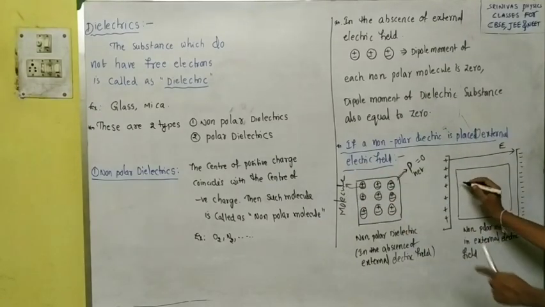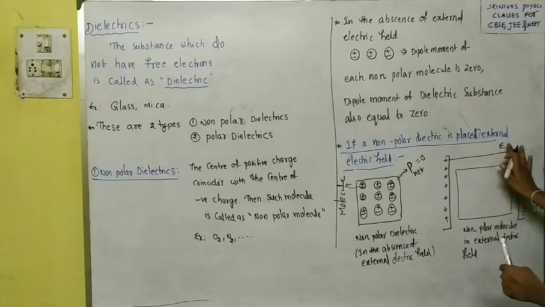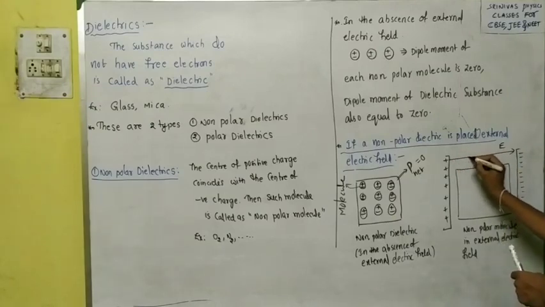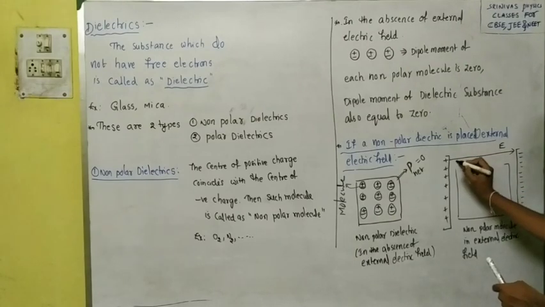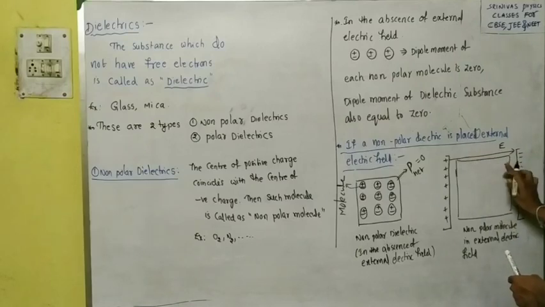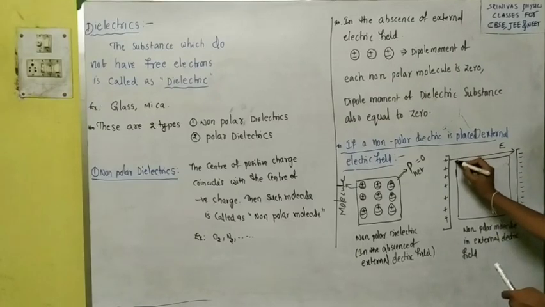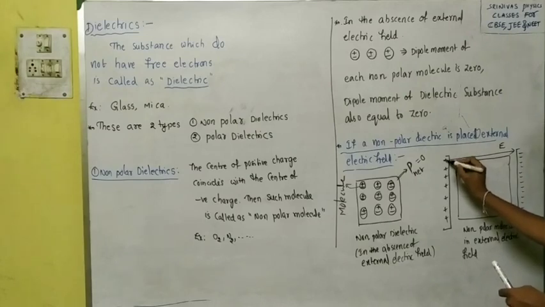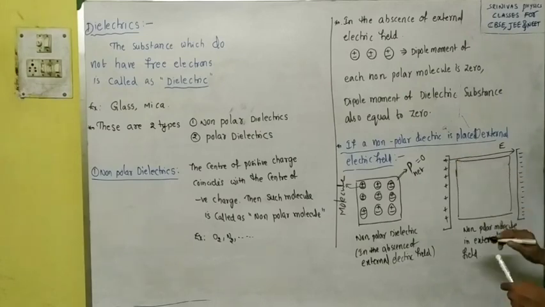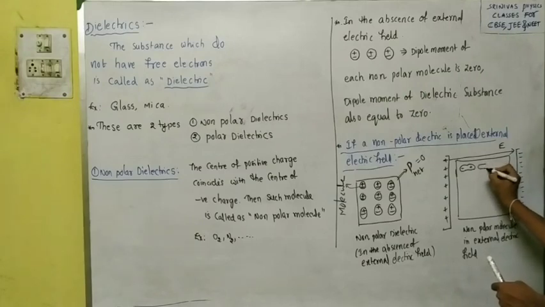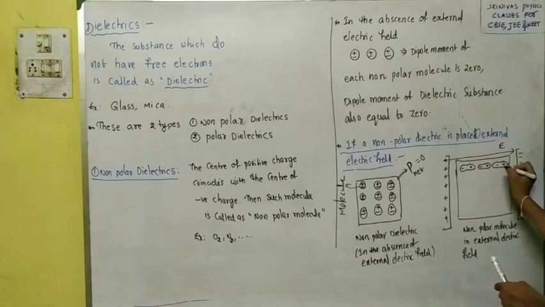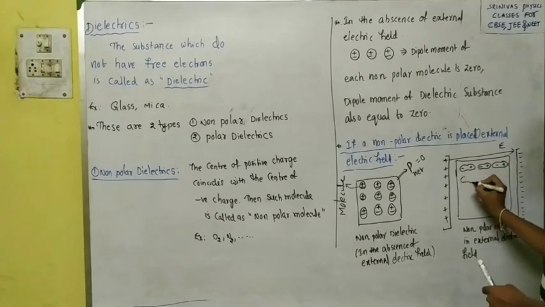And here, when this non-polar molecule is in the external electric field, directed away from the positive charge towards the negative charge, then what happens? Can you tell? The negative charges are attracted by this positive plate and positive charges are repelled by the positive plate. That's why they will become like this. This side negative and positive will form. Like this it happens.